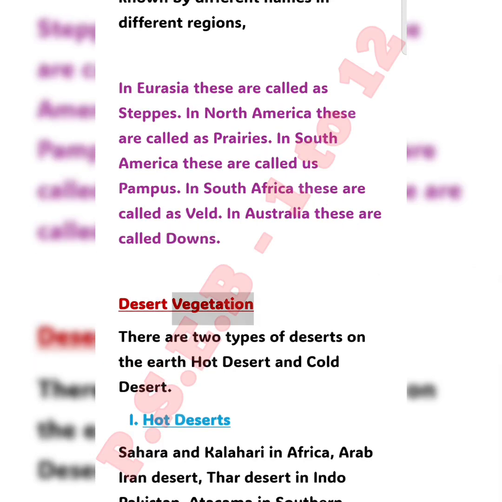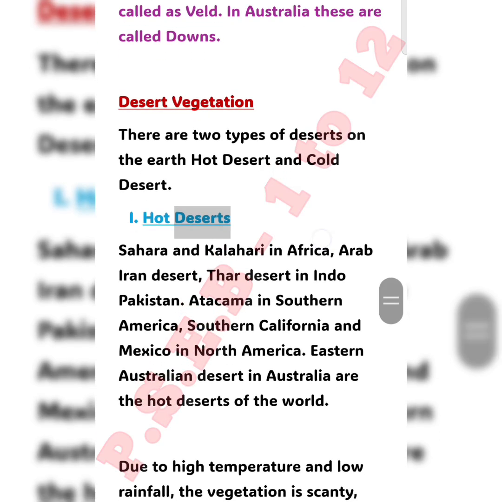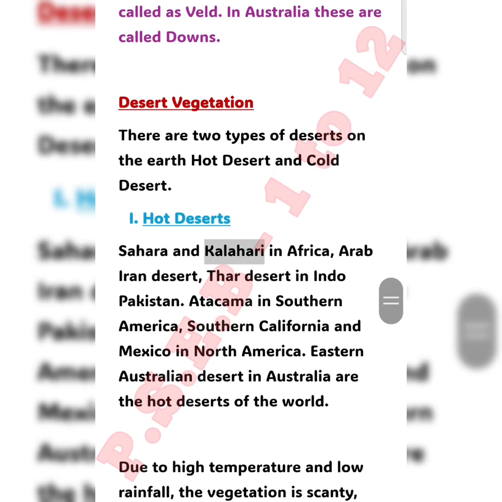Desert vegetation. There are two types of deserts on the earth: hot desert and cold desert. Hot deserts. Sahara and Kalahari in Africa, Arab-Iran Desert, the desert in Indo-Pakistan, Atacama in South America, Southern California and Mexico in North America, and the Eastern Australian Desert in Australia are the hot deserts of the world.